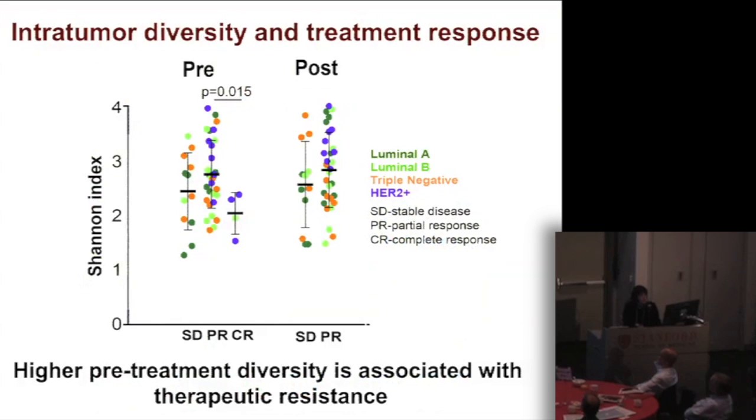And lastly, just to go back and look at the clinical relevance of this heterogeneity, when we assess the pre-treatment heterogeneity in patients who had stable disease or partial response or complete response, the 5 cases that had a complete pathologic response had the lowest pre-treatment genetic heterogeneity, and this was significant even though the cohort was fairly small. But the stable disease and partial response were no different and also didn't change during treatment.